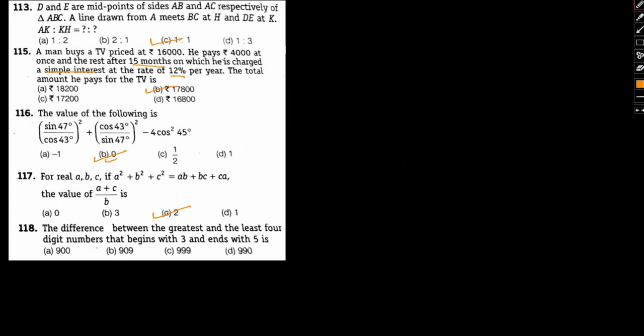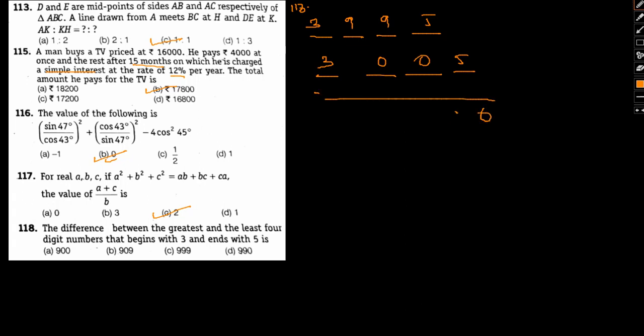The difference between the greatest and the least 4-digit number that begin with 3 and ends with 5 is, okay, so the number should, it's a 4-digit number. It begins with 3 and ends with 5. So the greatest number of the same would be 3995 and the least number would be 3005. Okay. And if we take the difference of the same, that is 990, that will be our answer. So option D.